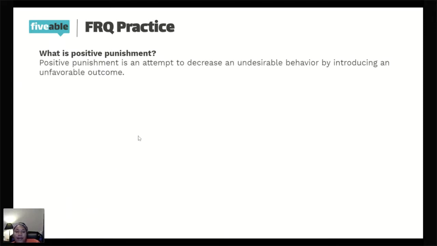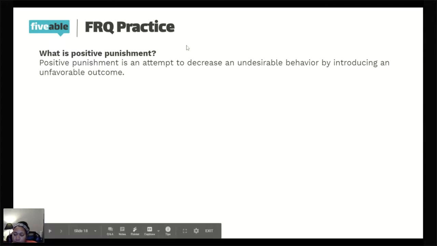positive punishment is an attempt to decrease an undesirable behavior by introducing an unfavorable outcome. So positive punishment tries to adjust incorrect or undesired behaviors to shift them to a desired behavior. So if the desired behavior is not seen, something may be added that produces an unfavorable outcome. Does that make sense to everyone?